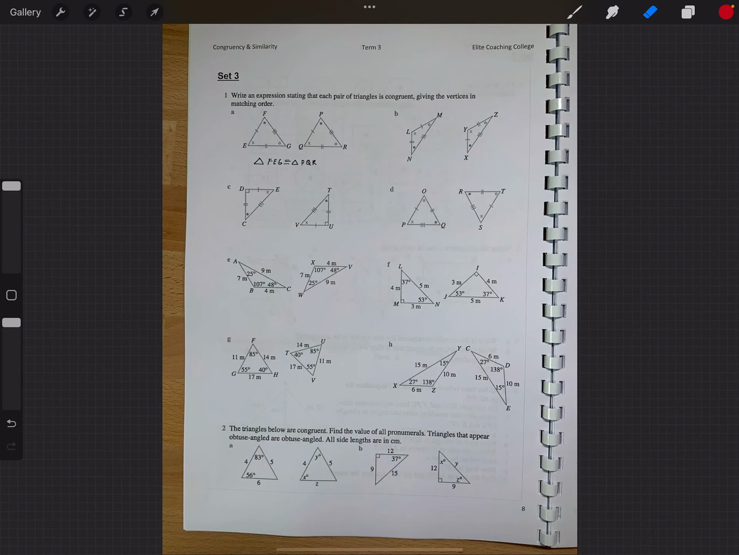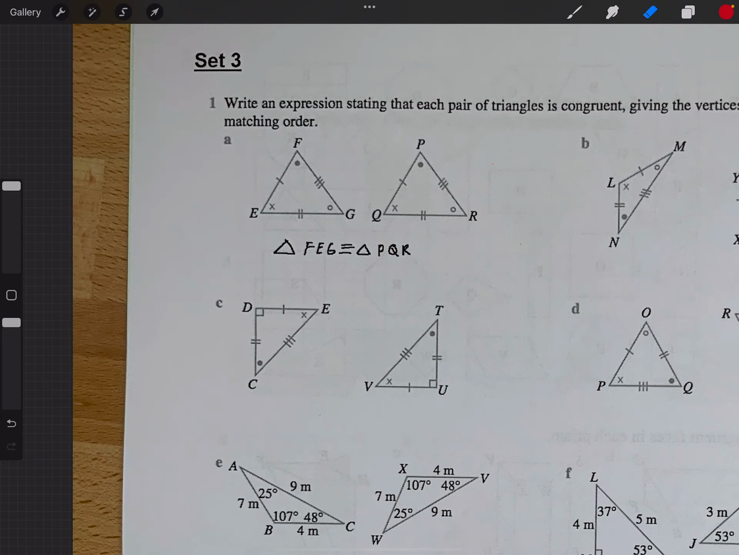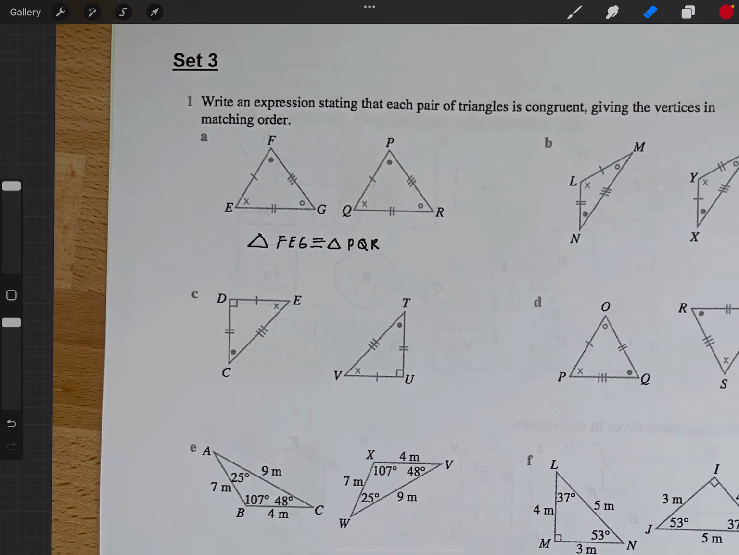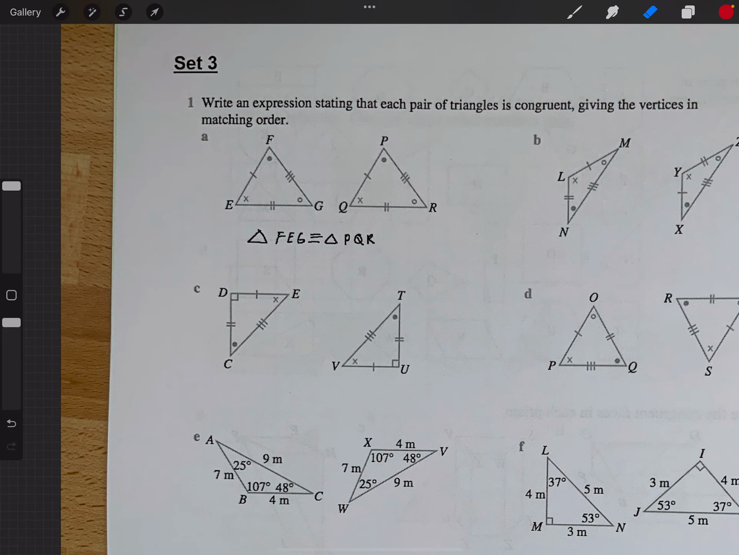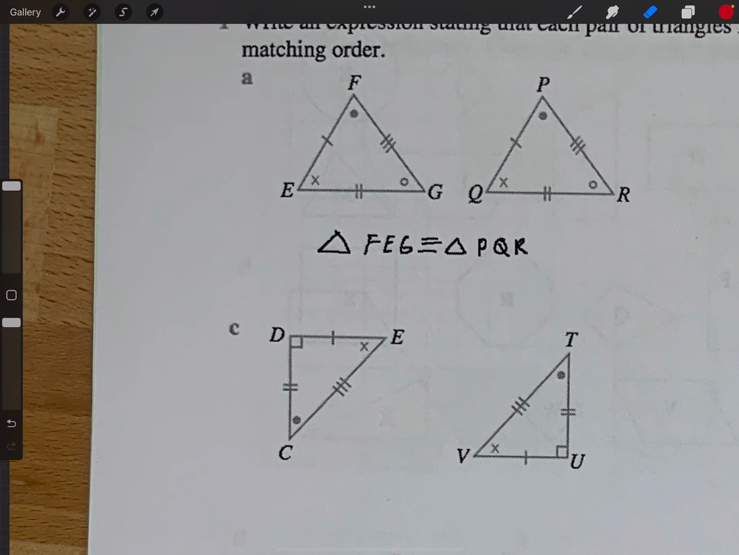So the homework is for set 3 on page 8, and question 1 states, write an expression stating that each pair of triangles is congruent, giving the vertices in matching order. So what they mean by matching order is, let's look at this first example here.